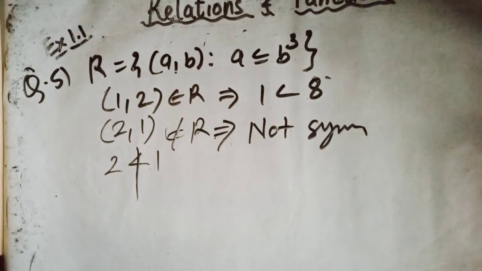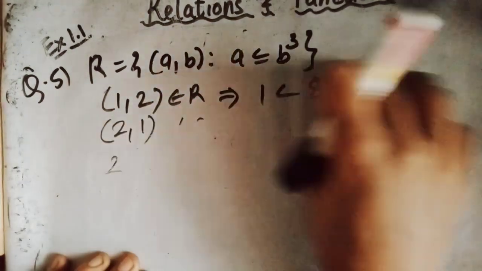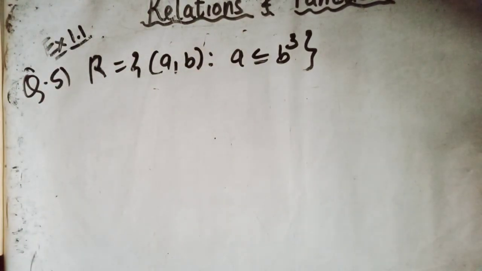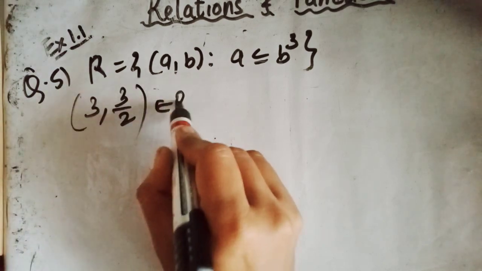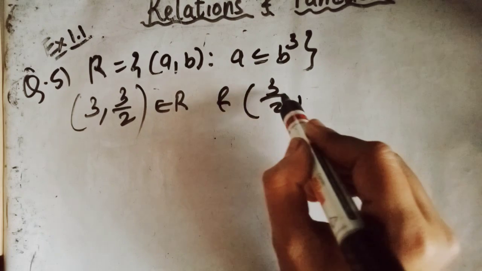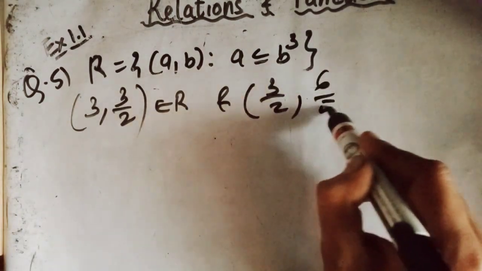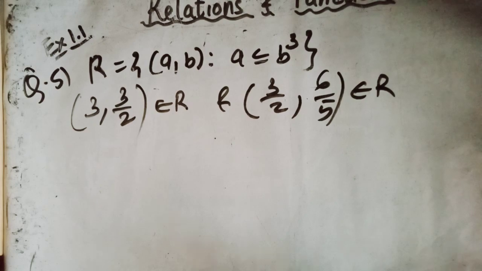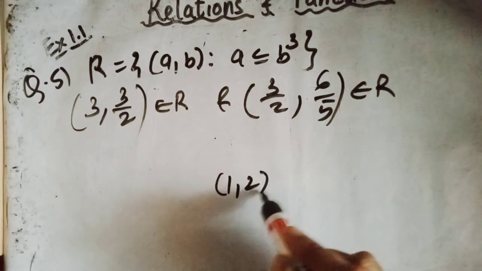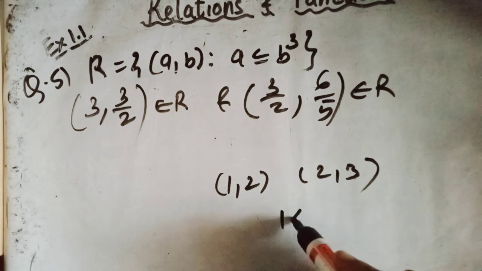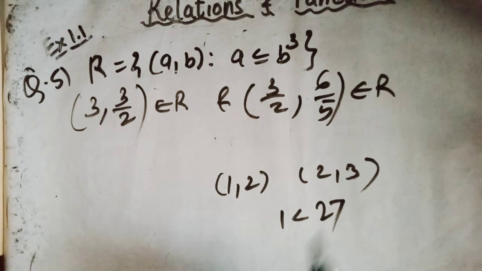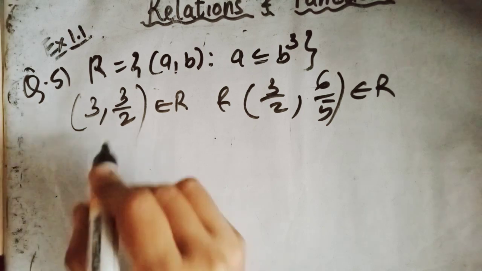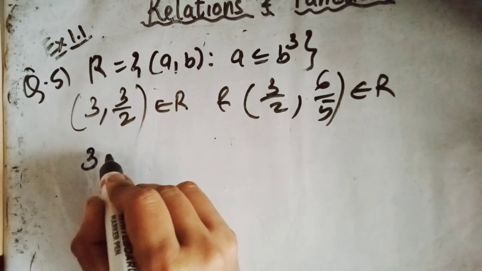Okay, transitivity. Take one element (3, 3/2) belonging to R and (3/2, 6/5) belonging to R. First you have to check for natural numbers. Okay, take (1, 2) and (2, 3). Now 1 is less than 3 cube, right? This is true for natural numbers, this is true for integers. So we are checking for rational numbers.